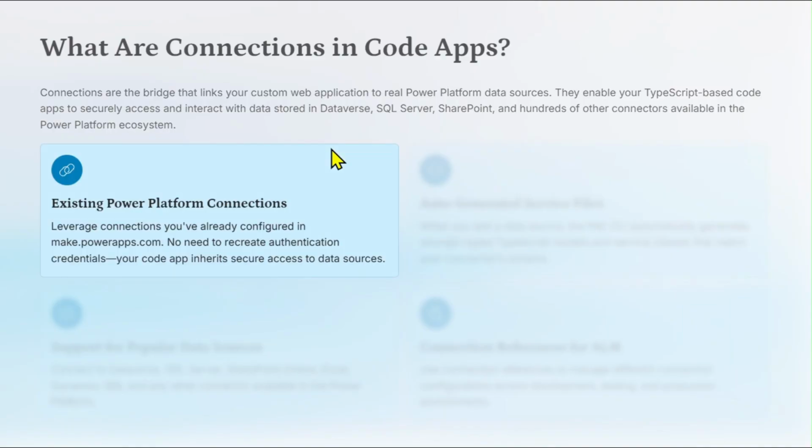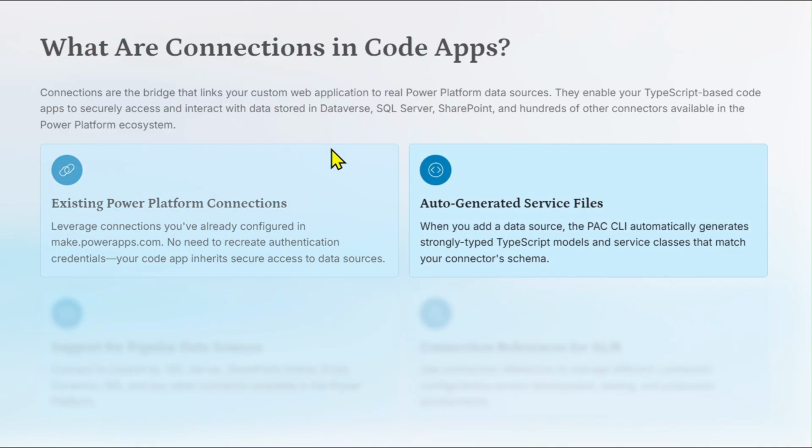The first point is that it will use your existing connections in Power Platform. It will not create any new connectors. It is the same way that you create connections in Power Platform when you are creating any Power Apps or Power Automate flow.